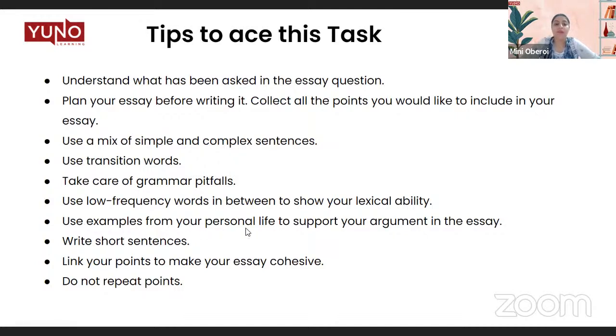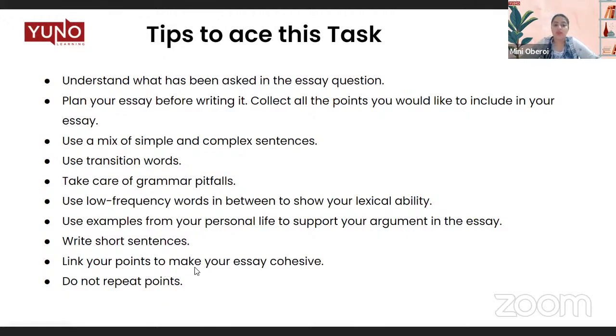Use examples from your personal life to support your argument in the essay. But personal life does not mean that I will say, I have seen this thing in my life. My brother did this. No, it is noticeable. Some people do this, right? We generalize the examples. Write shorter sentences. That will always help you to avoid major grammatical errors.